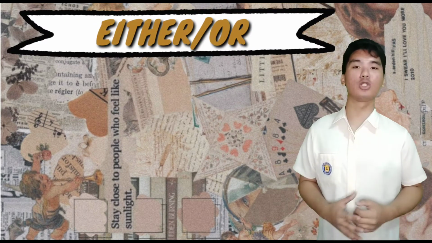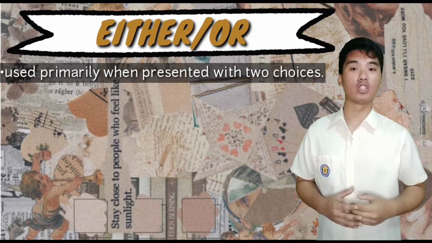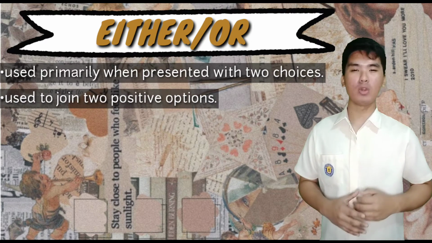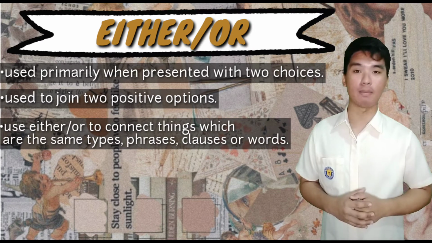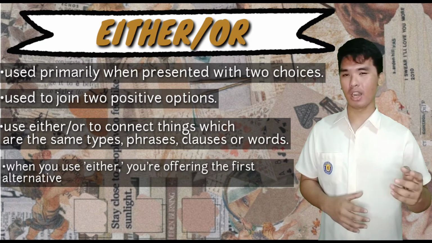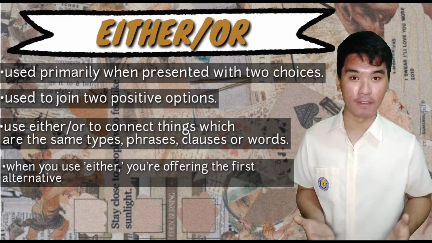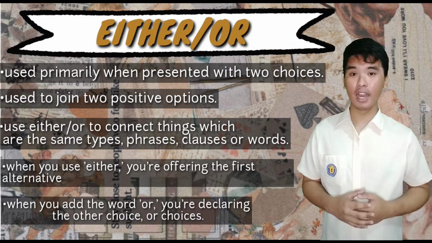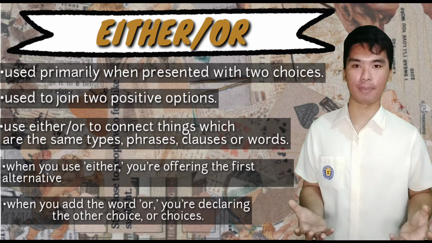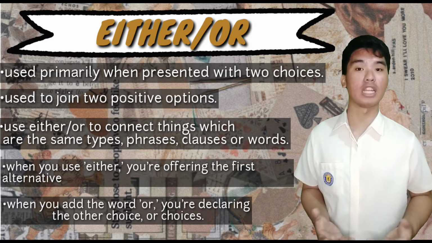Either or conjunction is used primarily when presented with two choices. The correlative conjunction either and or is used to join two positive options. Basically, we use either and or to connect things which are the same types, phrases, clauses, or words. When you use either, you're offering what? You're offering the first alternative. And when you add the word or, you're declaring the other choice or choices. Now, let's take a look at some example sentences using the correlative conjunction either and or.